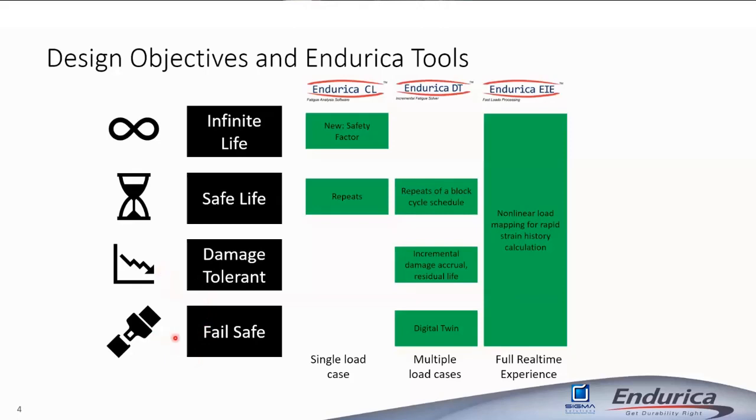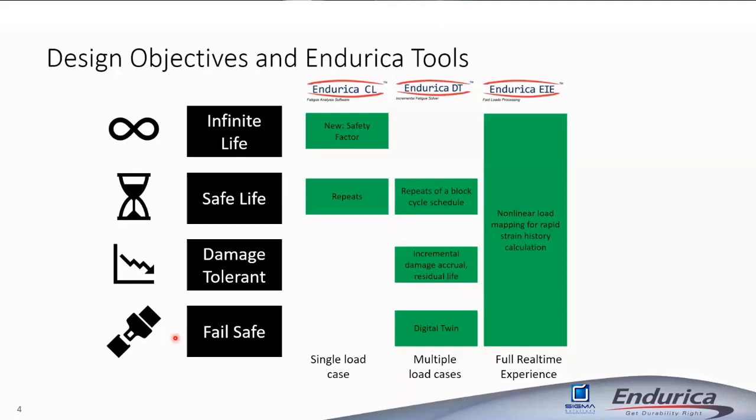And then finally, there's also what we call the fail-safe approach, and that's where we say, hey, look, the part is guaranteed to fail at some point. Let's arrange things so that when it does fail, there are ways to mitigate that. And there's a number of approaches to that, but one of the approaches is to implement a digital twin where you monitor loads in real time, you accrue damage in real time, and you have a dashboard where you can track the evolution of damage in your part.